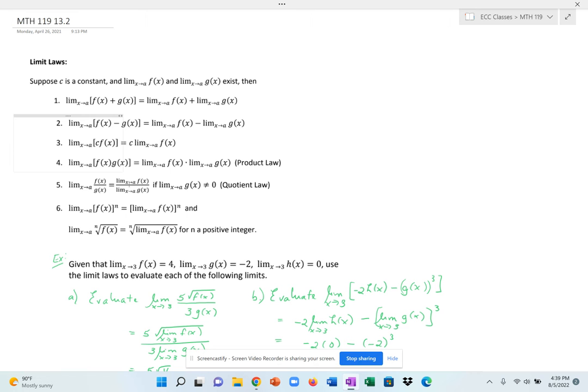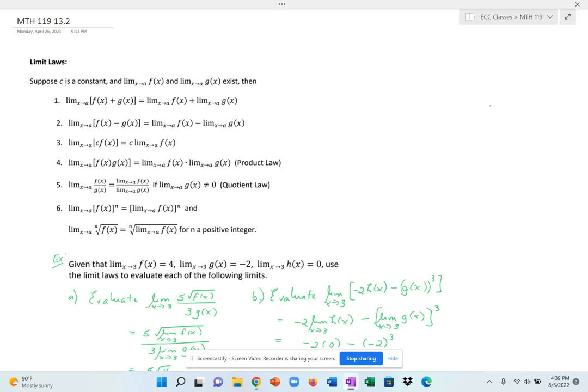The fifth one is regarding a quotient. So it says that the limit of f of x over g of x is the same as the limit of f of x divided by the limit of g of x, as long as the limit of g of x is not equal to 0, because remember, division by 0 is undefined.